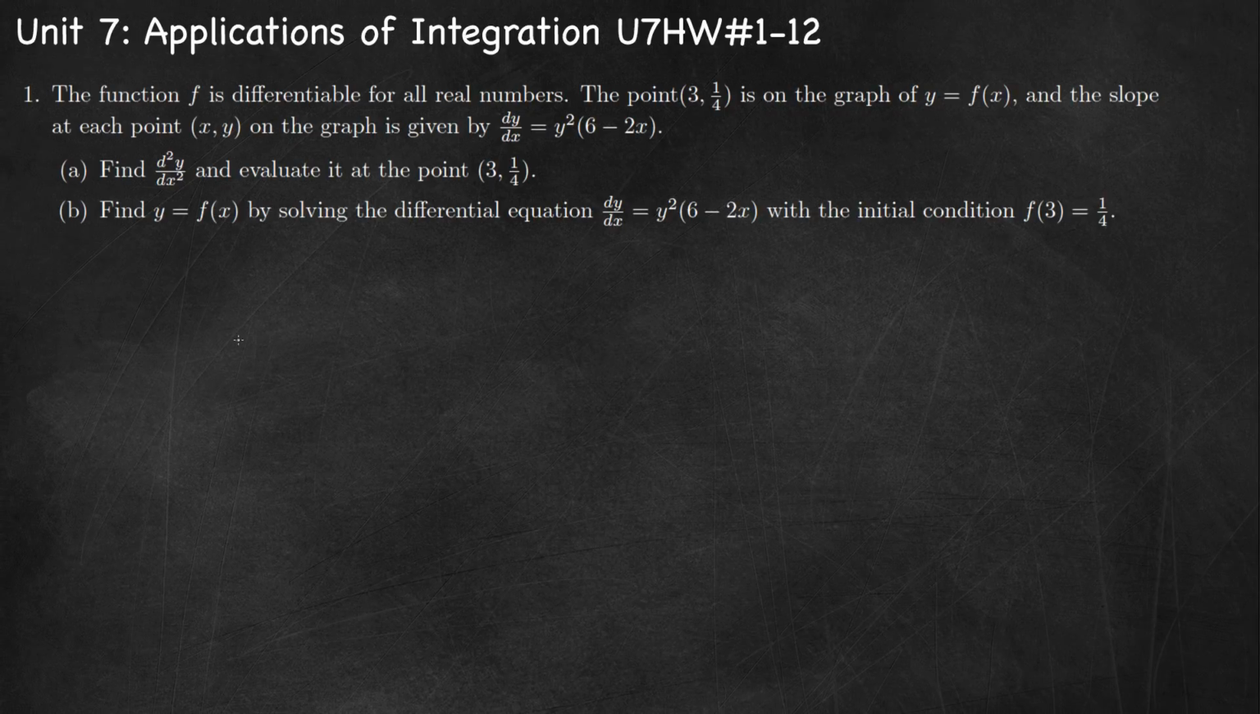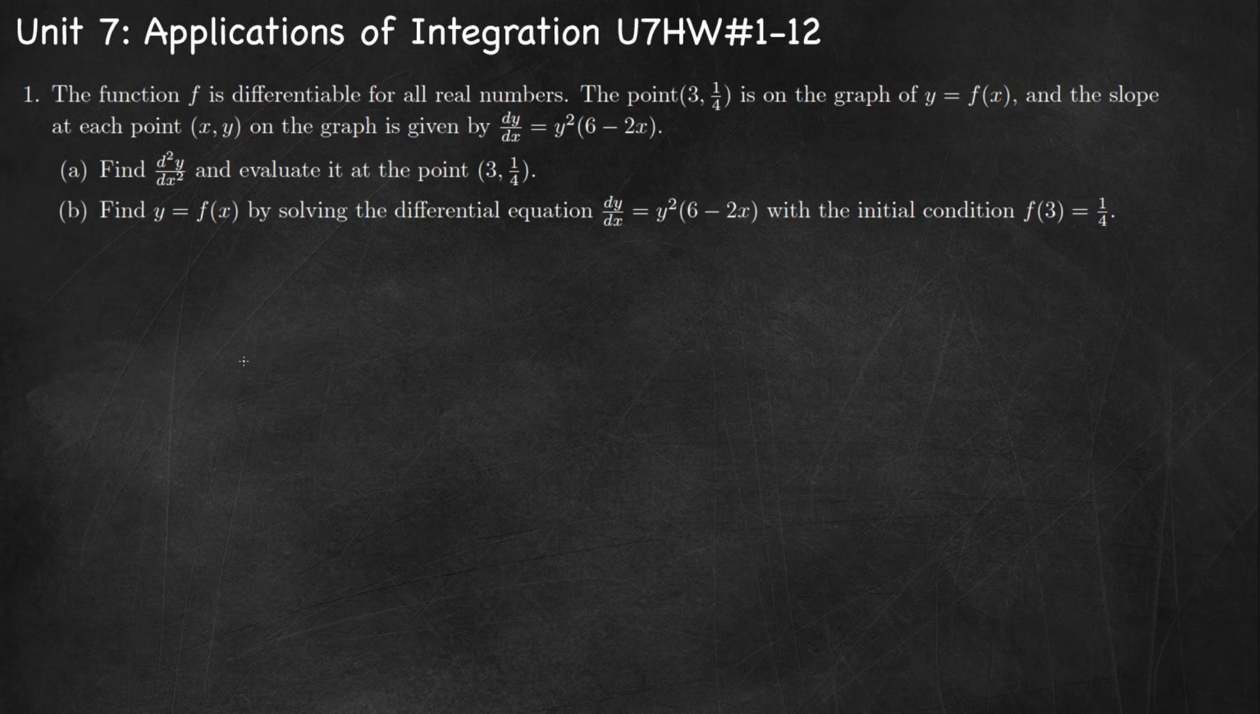Hello, in this video we'll be working on Unit 7 homework problems 1 through 12. Number 1, the function f is differentiable for all real numbers. The point (3, 1/4) is on the graph of y equals f of x, and the slope at each point (x, y) on the graph is given by dy/dx equals y squared times (6 minus 2x).